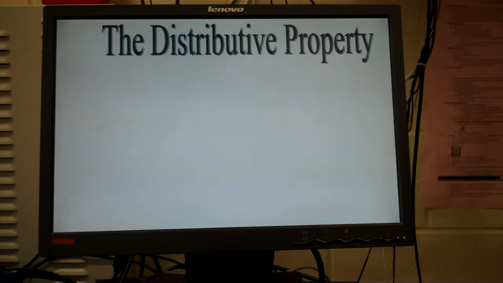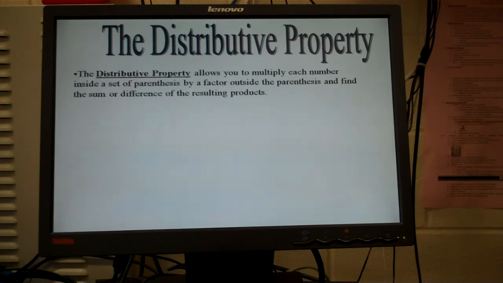Distribute means to pass out, okay? So when we're distributing numbers, we're passing them out. And what you're going to find is that there's a number on the outside of the parentheses, and you're going to be passing it out to all the things on the inside of the parentheses. Okay?